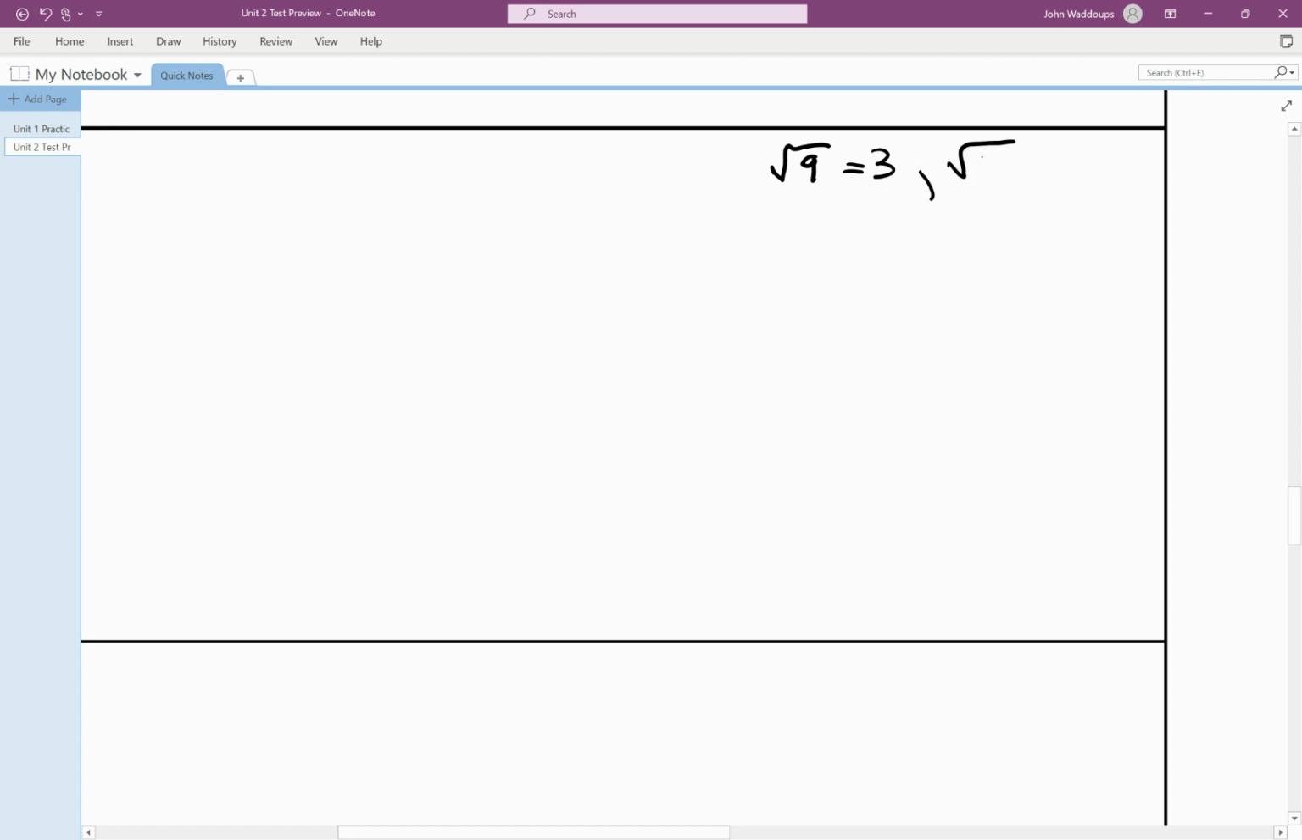Or the square root of 25. What number multiplied by itself is 25? And that would be 5. But what if I had the square root of negative 9? What number multiplied by itself is a negative 9?